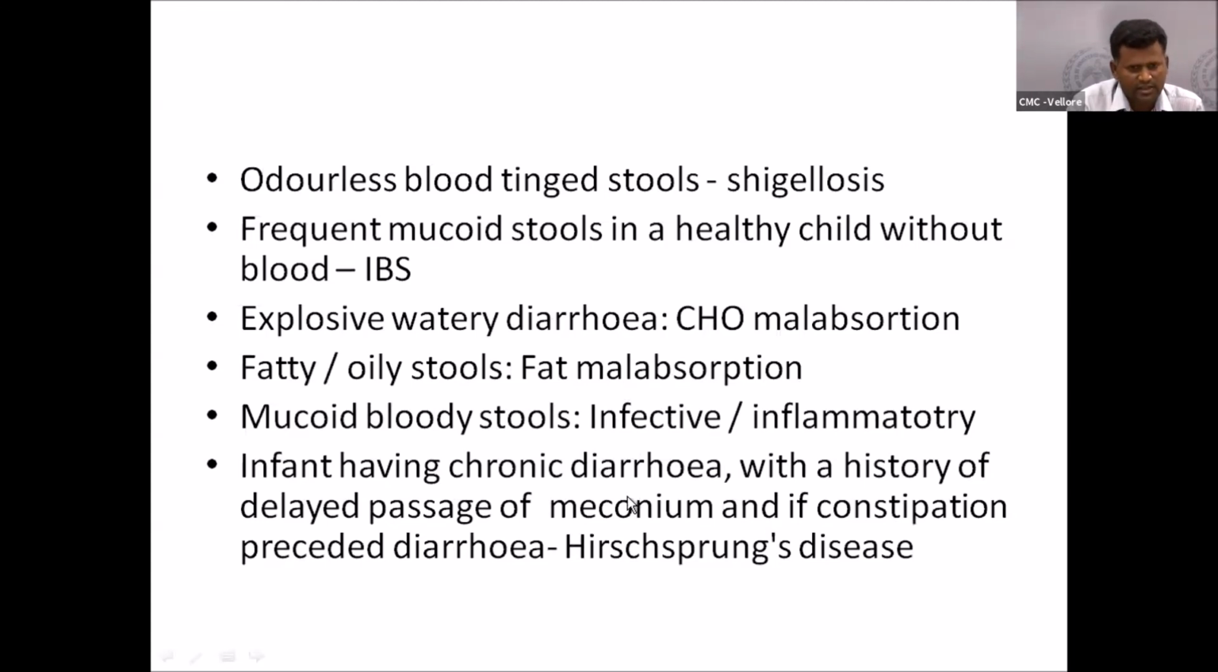If it's chronic diarrhea with a history of delayed passage of meconium or constipation preceding the diarrhea, then we should think of Hirschsprung disease, because bowel dysmotility also can cause diarrhea, which can be an overflow incontinence because of the constipation.